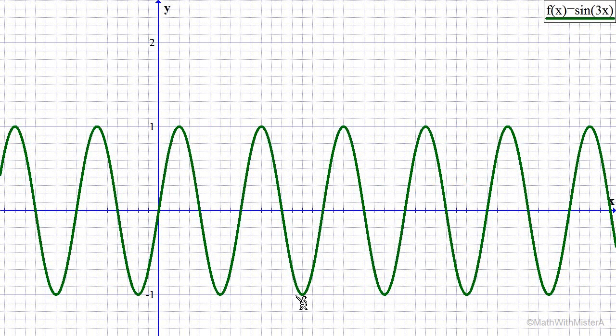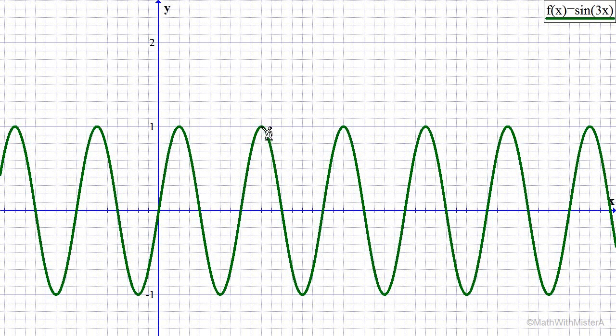Next transformation will be the A transformation. I'll multiply by negative 1.5. Since we're multiplying by a negative, I have to do two things. Not only stretch by 1.5, but also reflect on the x-axis.